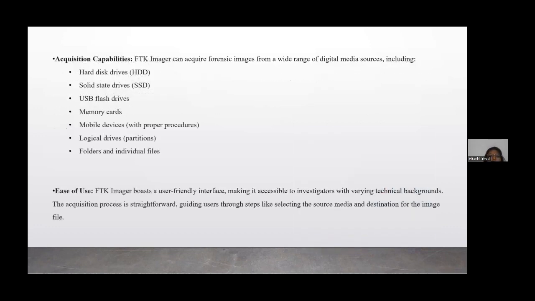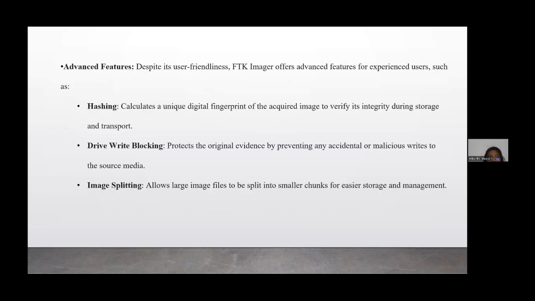Acquisition capability: it can acquire data from hard drives, solid state drives, USB, memory cards, and everything. FTK Imager is very easy to use; you can learn it. An advanced feature here is hardware write blocking. Your drive gets protected, the original data doesn't get lost, and no malicious activity takes place once you use the write blocker.